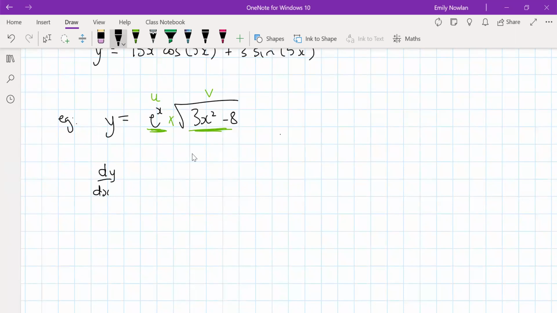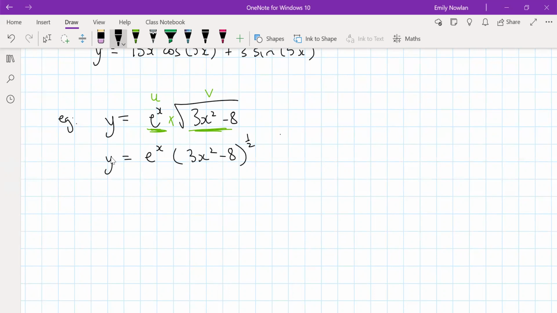So let's use the product rule. We'll put dy dx this time, just to remind you that you can use both notations. We want u and then v dash. So the u is just the e to the x. Sorry, before I do anything, I need to write my square root in a form that I can differentiate. So there it is. I've rewritten it with the power of a half.